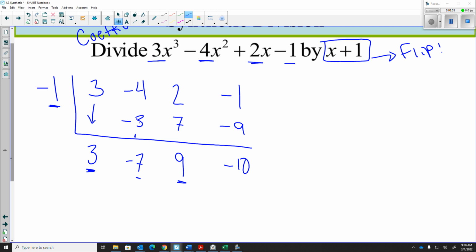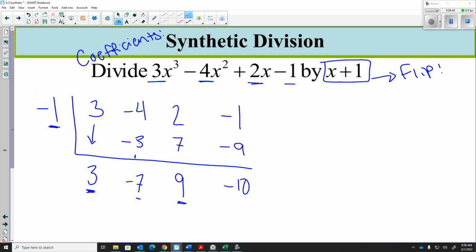Okay, so just bear with me for a minute. I started with a degree 3. It was a third degree. I just divided something out of it, right? So I divided. It's going to get a little bit smaller. So what degree do you think my answer is going to be? It's going to be a second degree. It's got to get bumped down 1. So the degree always gets bumped down 1 because we're just dividing one x out of it.